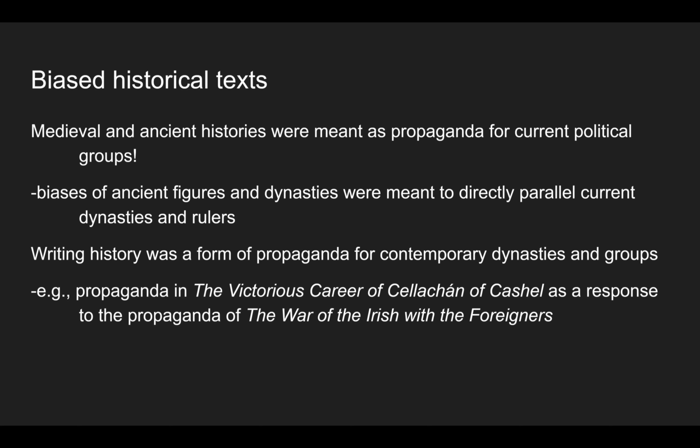Trying to justify which one of these dynasties has the most claim to the kingship over the south of Ireland. You can see this actually in a lot of historical narratives, both in Ireland and abroad.